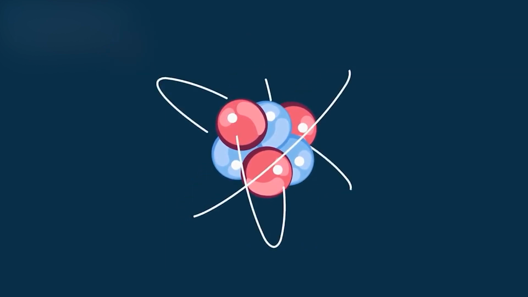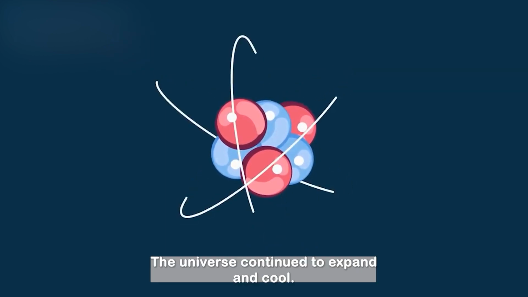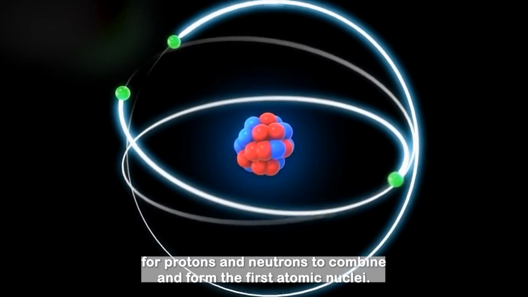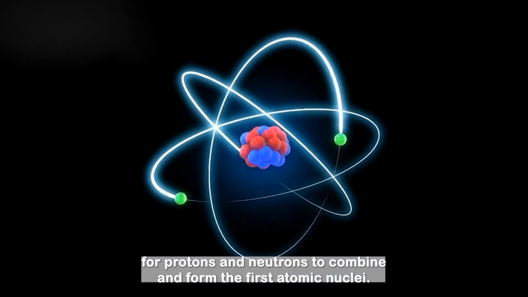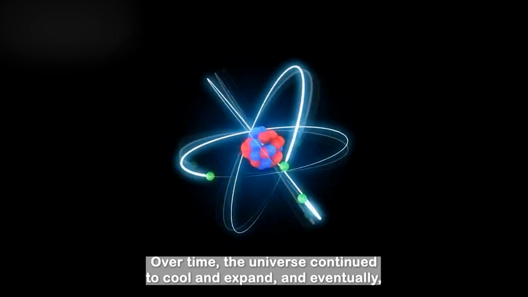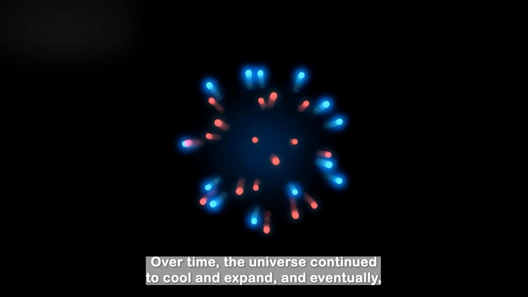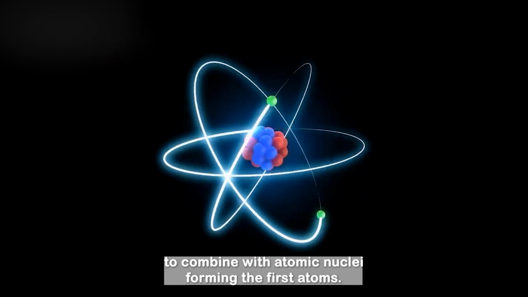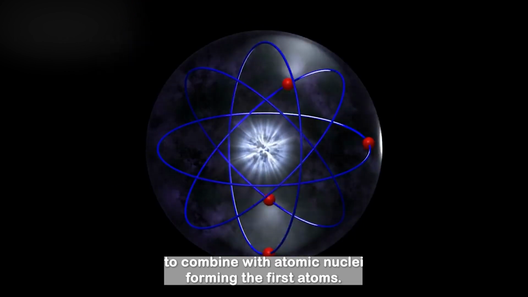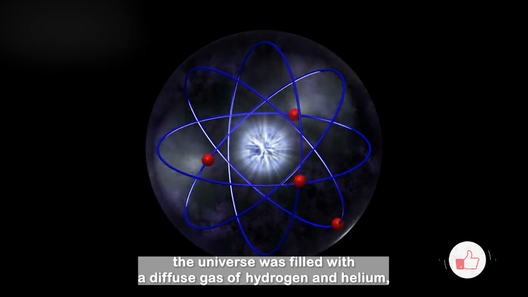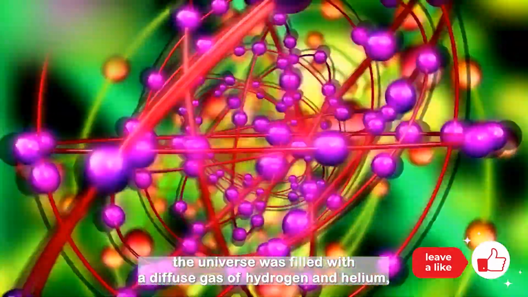After the Big Bang, the universe continued to expand and cool. After a few minutes, the temperature dropped enough for protons and neutrons to combine and form the first atomic nuclei. Over time, the universe continued to cool and expand, and eventually, after about 380,000 years, it became cool enough for electrons to combine with atomic nuclei, forming the first atoms. At this point, the universe was filled with a diffuse gas of hydrogen and helium.